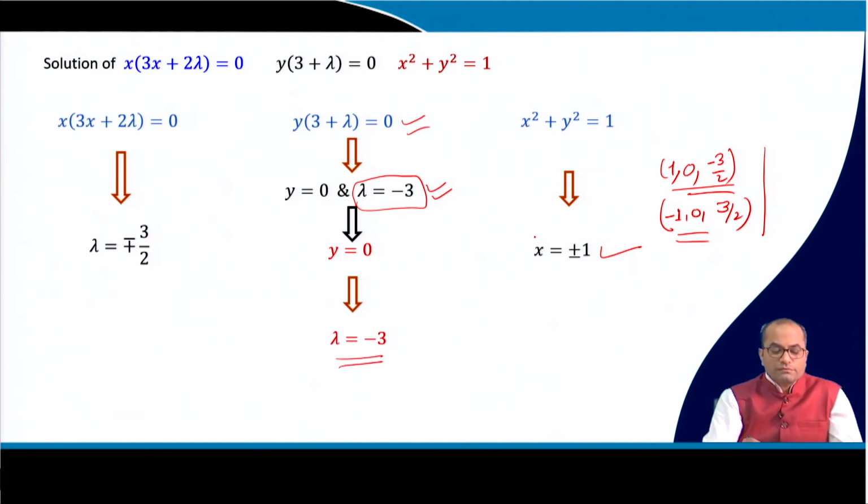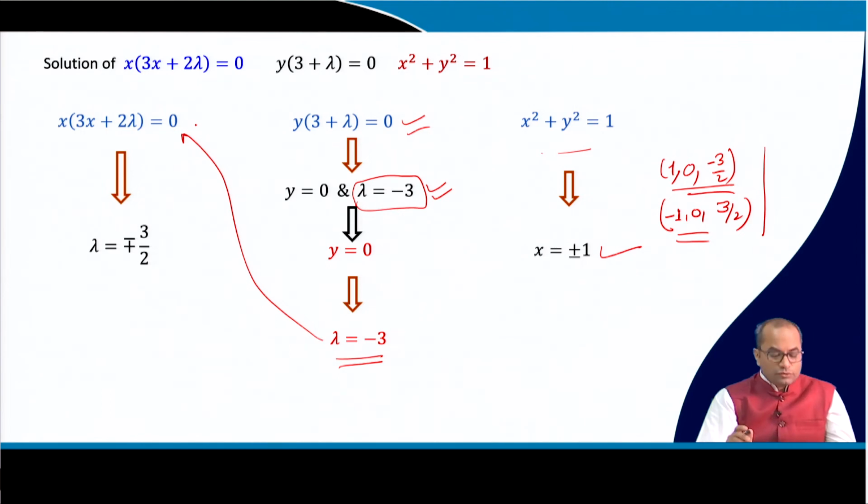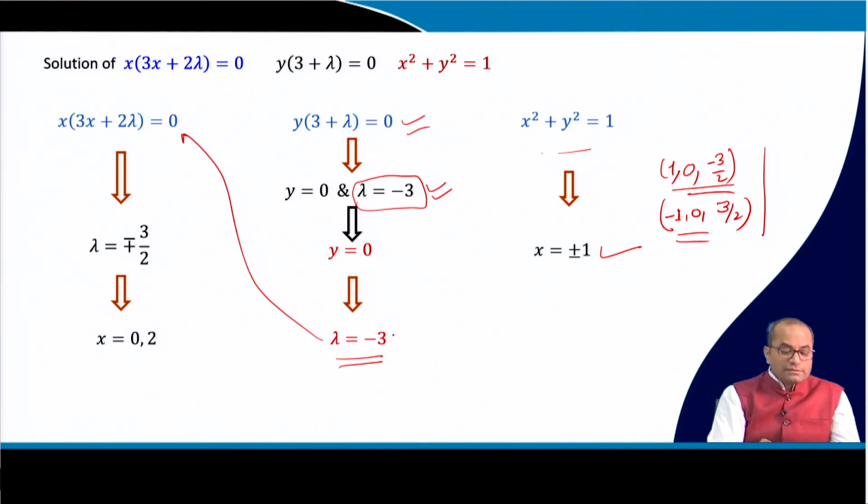In the third equation we do not have lambda. So, we use lambda here in this equation and then get the corresponding x. So, if we use this lambda as minus 3, what will we get? We will get x is equal to 0, and we will get x is equal to 2.